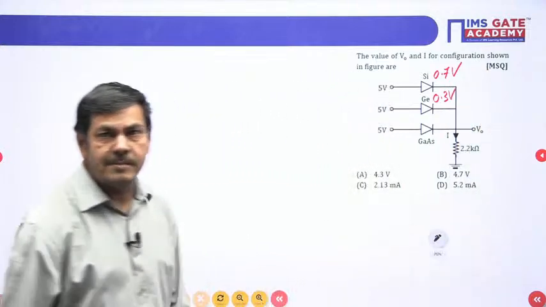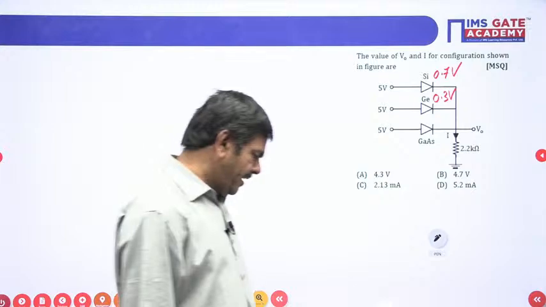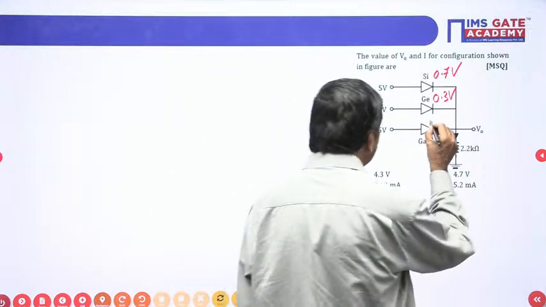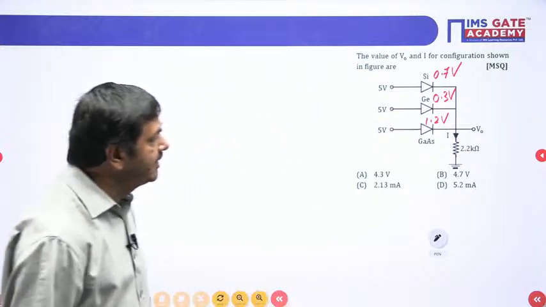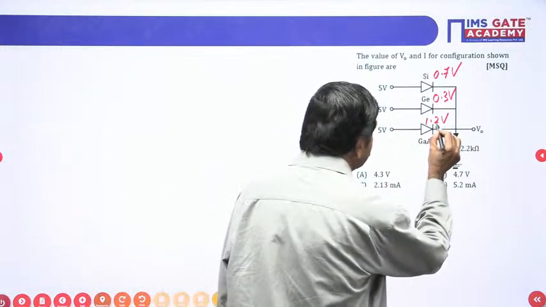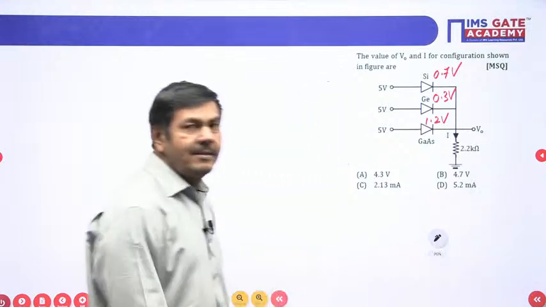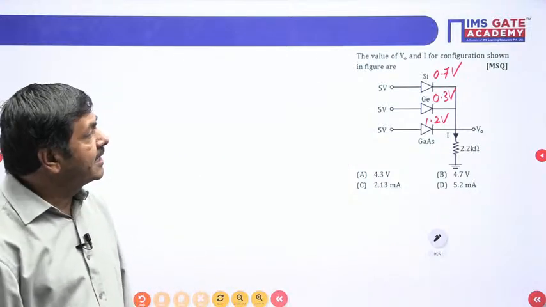0.3 voltage is possible here now. But a gallium arsenide diode can have a 1.2 voltage drop. This is the threshold voltage. The voltage drop across the gallium arsenide is 1.2 volts only. From the given data, you can understand this clearly.